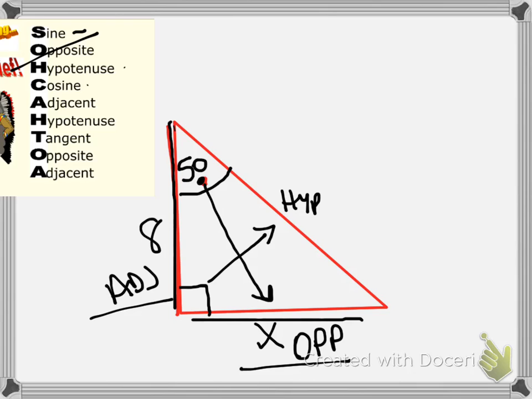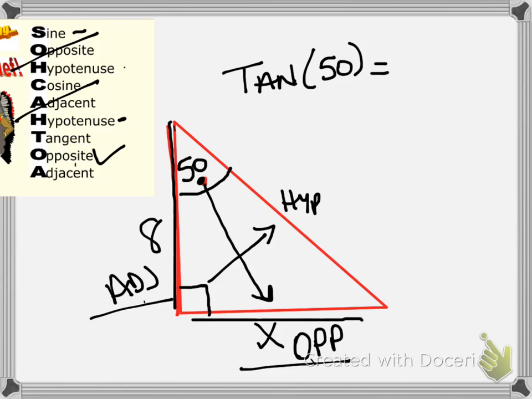Cosine is adjacent over hypotenuse. Again, we don't have any information on our hypotenuse, so that one's out. Tangent is equal to opposite over adjacent. We've got opposite, we've got adjacent, so that's the one we need to use. So how do we use it? Well, we start by writing tangent, and our degree measure of our angle, tangent 50, is equal to opposite x over adjacent 8. Now it becomes a simple algebra problem.